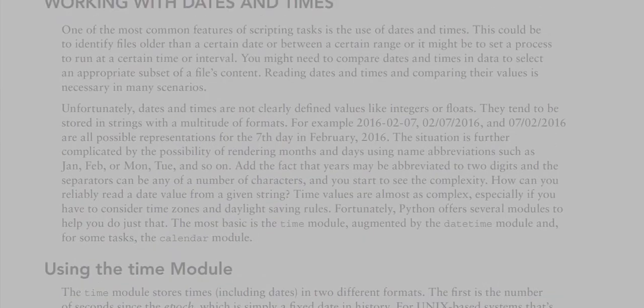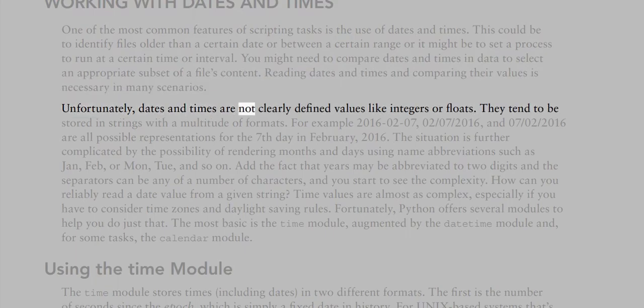Working with dates and times. One of the most common features of scripting tasks is the use of dates and times. This could be to identify files older than a certain date or between a certain range, or it might be to set a process to run at a certain time or interval. You might need to compare dates and times in data to select an appropriate subset of a file's content. Reading dates and times and comparing their values is necessary in many scenarios.